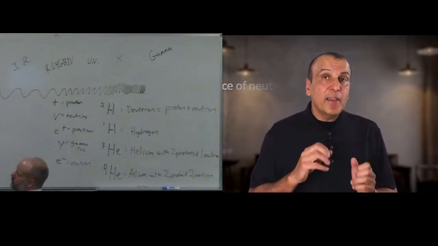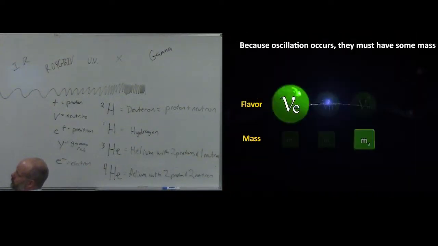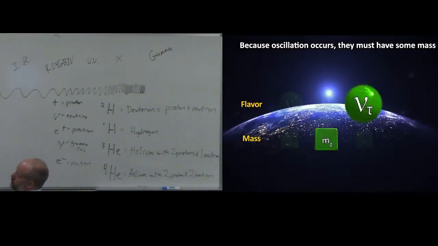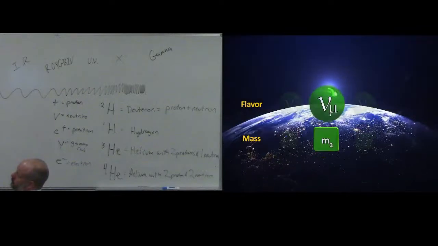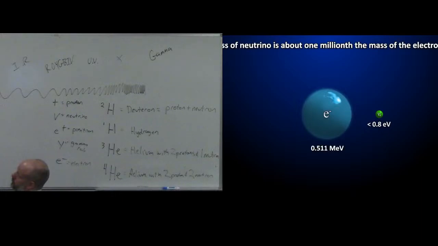We don't know why they oscillate, and this needs to be explained. But because this flipping or oscillation occurs, we know there must be some mass, even though we don't know the mechanism of this mass. We just know that there are 3 neutrino flavors and 3 neutrino masses. We also know that the electron neutrino mass cannot be more than about 0.8 electron volts, which is on the order of a millionth of the mass of the electron.